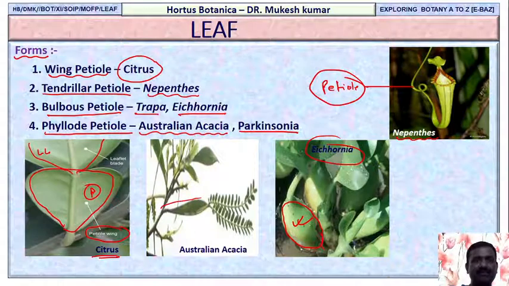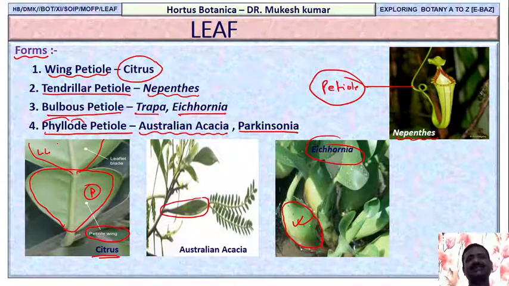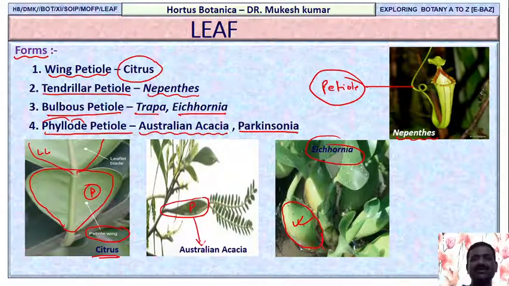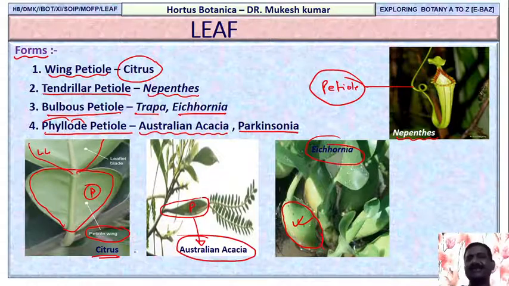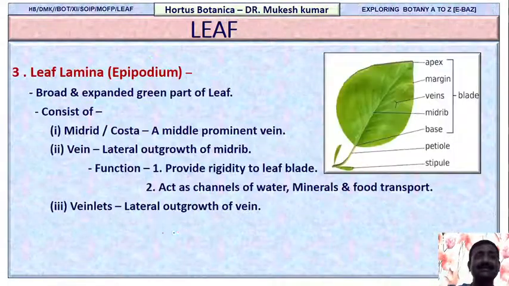See, this is the whole petiole, and it appears like a small leaf-like structure. Phyllo means leaf, so a small leaf-like structure is there, and this is not a leaf, rather a petiole. So this is called what? Yes, phyllode petiole, and this is found in the Australian Acacia, isn't it? So by diagram, very much clear, I think, right now.